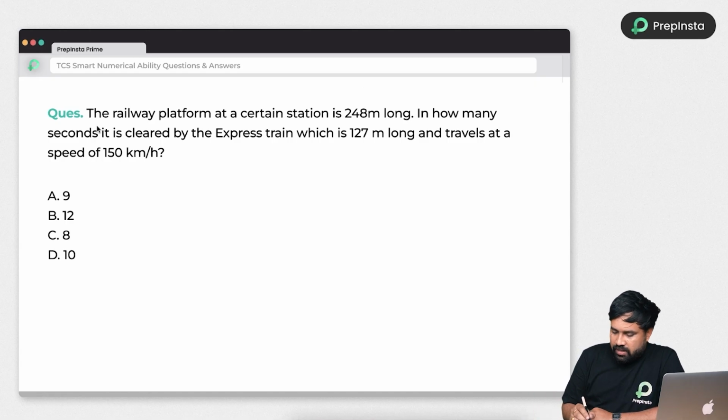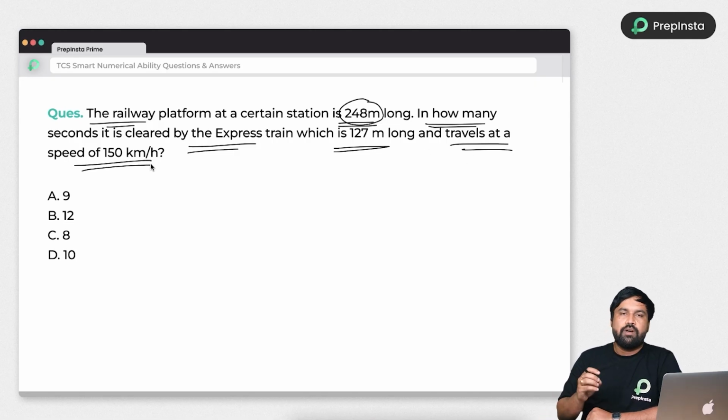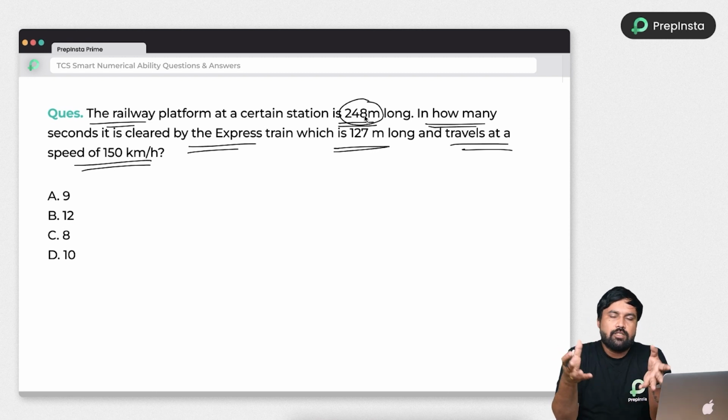The question is given as: the railway platform at a certain station is 248 meters long. In how many seconds is it cleared by an express train which is 127 meters long and travels at a speed of 150 km per hour? So this is a problem based on time, speed, distance. Whenever we have time, speed, distance, we hardly have 5 to 6 formulas, and if you remember those, it's more than easy.